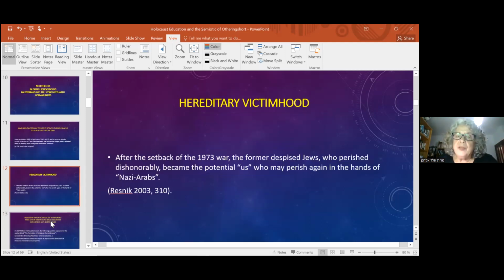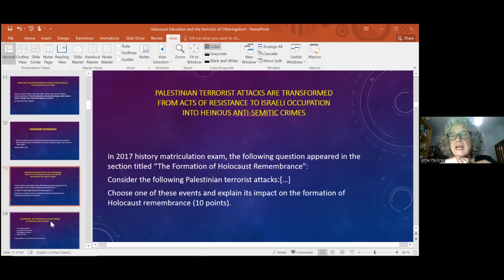This way, they become the hereditary victims of the Holocaust. And after the '73 war, the formerly despised Jews that I mentioned before, those who went like sheep to the slaughter and perished dishonorably, became the potential us who may perish again at the hands of Nazi Arabs. So Palestinian terrorist attacks are transformed from acts of resistance to Israeli occupation into heinous anti-Semitic crimes.